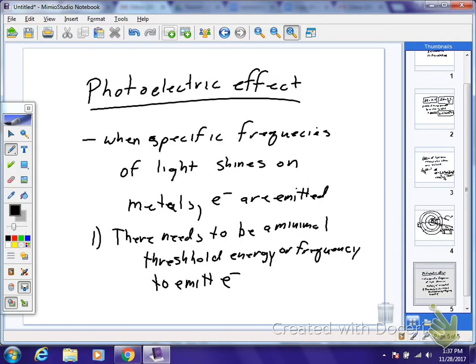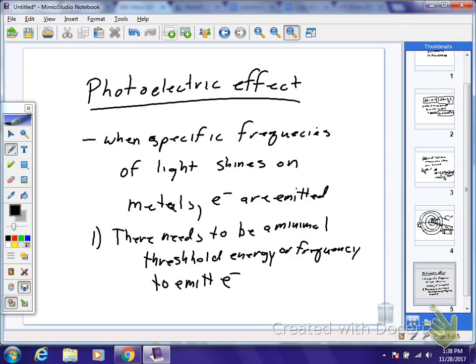If that's not met, there's no electrons that will be emitted. It's kind of like if I go to get something out of the vending machine and I have 25 cents, I cannot get something that costs $1 out. I have to put at least $1 in or over $1. So it's called a minimal amount of frequency that has to be added. Any questions on that? Okay, that's the first thing that we need to take a look at.